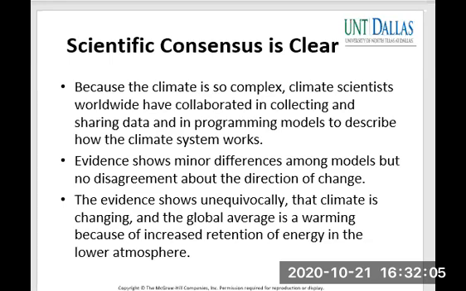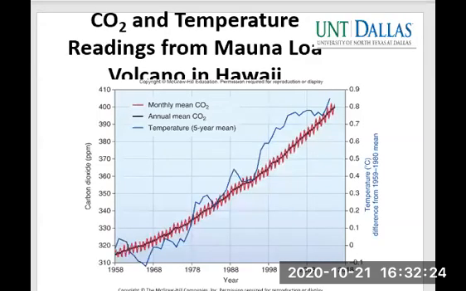As we all know, the climate is very complex. Climate scientists worldwide have collaborated in collecting and sharing this data and in programming models to describe how the climate system works. Like we saw in this graph, the carbon dioxide concentrations are increasing. From 1985 it was like 319 parts per million, so it's increasing.